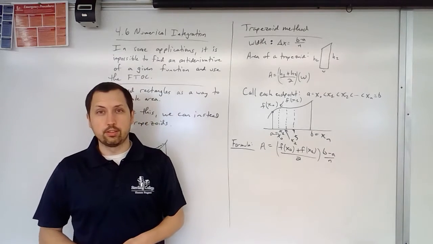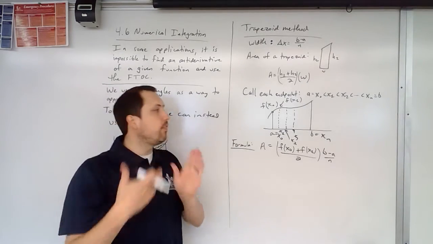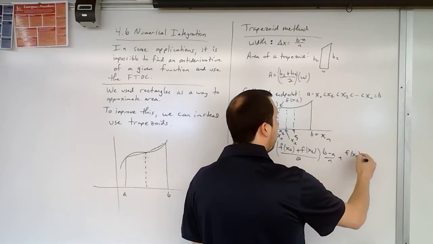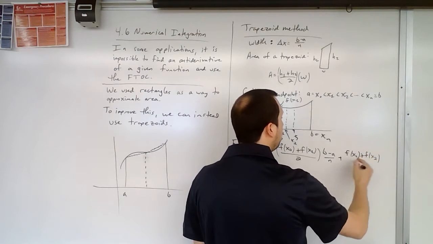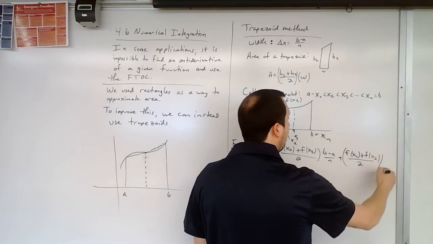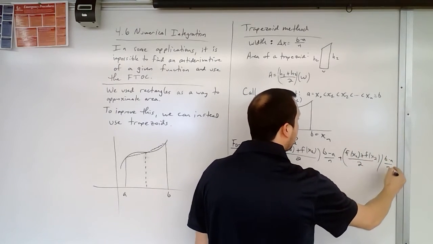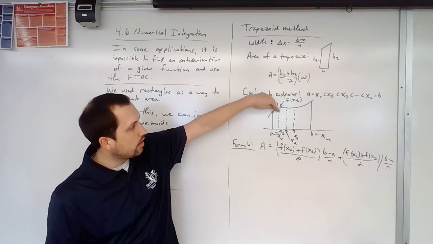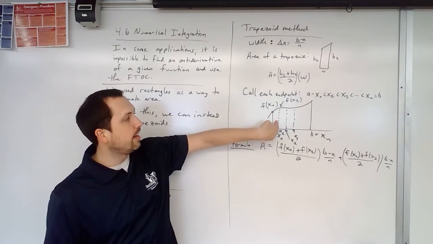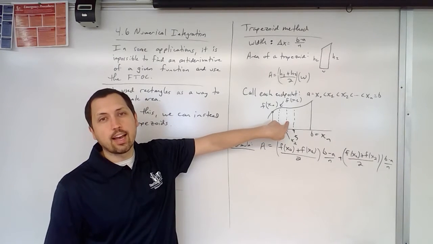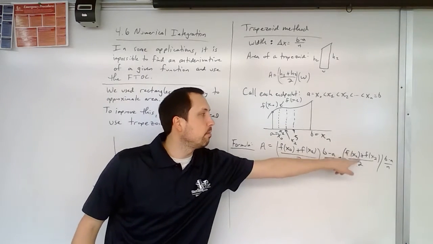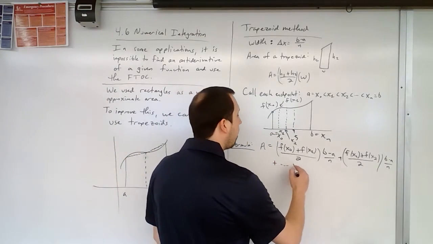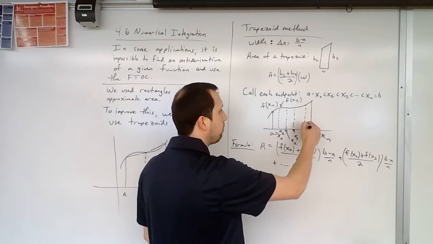So that's for the first trapezoid. Then we can repeat this for all of the other trapezoids. So the next trapezoid we see would be f of x sub 1 plus f of x sub 2 divided by 2 times b minus a divided by n. Now, because again, we use the height of this left side plus the height of the right side. So that's how we got f of x sub 1 plus f of x sub 2. And then we divide that by 2. And so on and so forth until we get to this last trapezoid here.